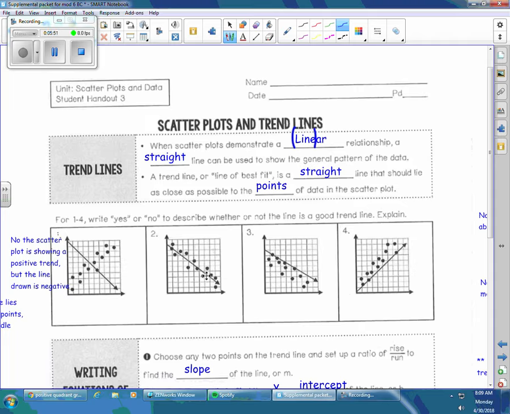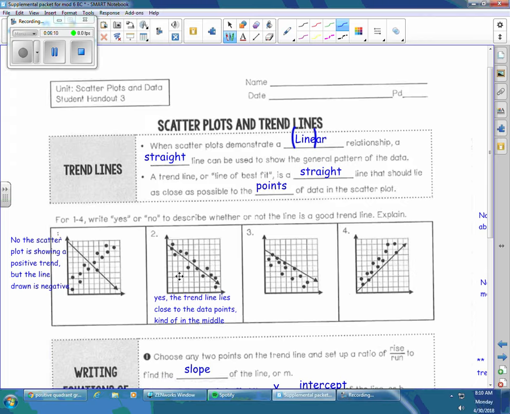We drew our line so that it's going through the middle of the data. We've got some data points that are above, some data points that are below, and our line goes through a couple of data points, or it touches a couple of data points. So I would say yes, this is a pretty good trend line.